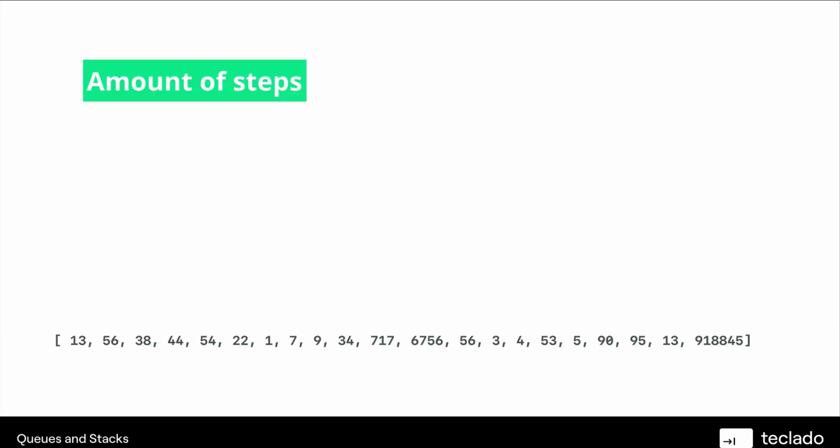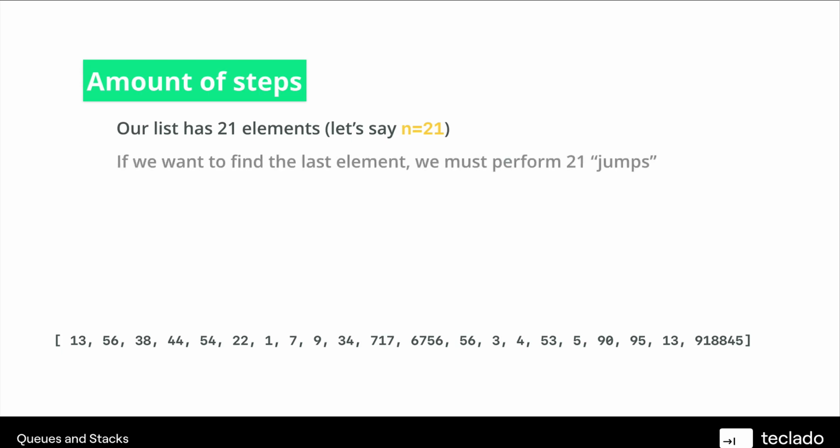The number of steps we've had to do is quite a few. Our list here has 21 elements. You don't have to count them, just believe me here. So let's say that an arbitrary variable n is 21. If we wanted to find the very last element in this list, we could go from the start through each element until we reach the last one. So we have to perform 21 jumps. We have to jump into the first element, then the second element, then the third element, and so forth.